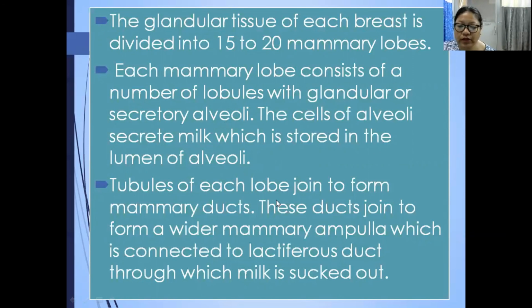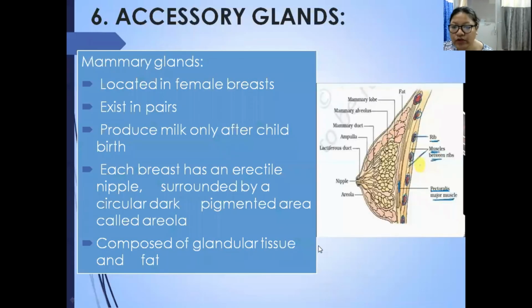Next, tubules of each lobe join to form mammary ducts. These ducts join to form a wider mammary ampulla, which is connected to the lactiferous duct through which milk is sucked out. You can see here the tubules of each lobe join to form the mammary duct. Then this mammary duct will again join to form a wider mammary ampulla. This is the ampulla, which is connected to the lactiferous duct here.